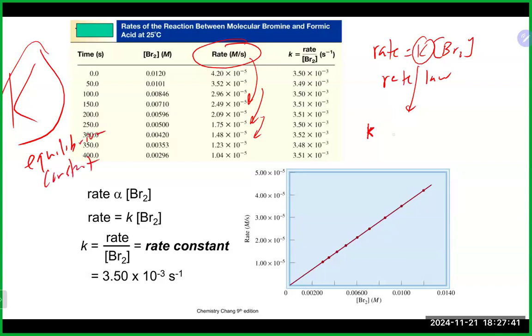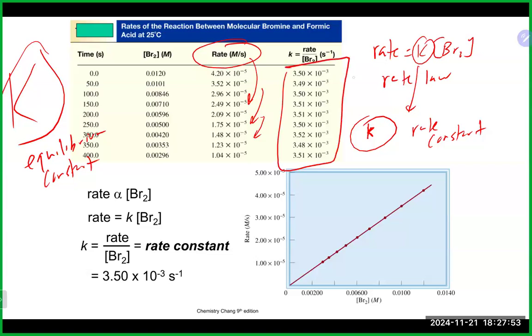So not that, it is this guy, which is known as the rate constant. And a rate constant implies that it is a constant value for that particular reaction. And that's what's here in this column of the table. And you can see pretty much it's the same number all the way through. So there is a relationship that's known as the rate constant.